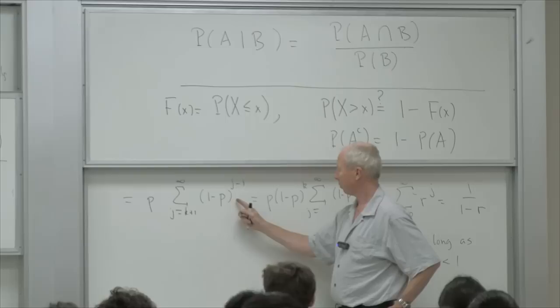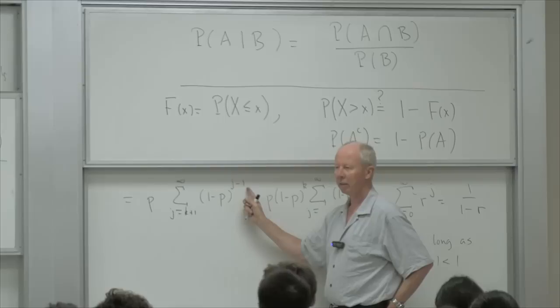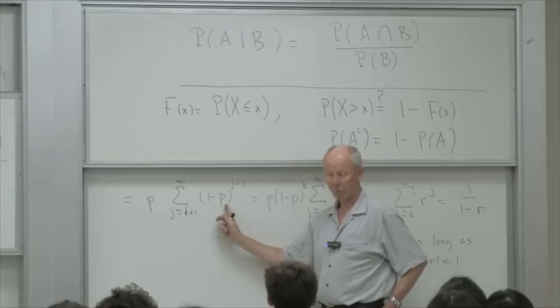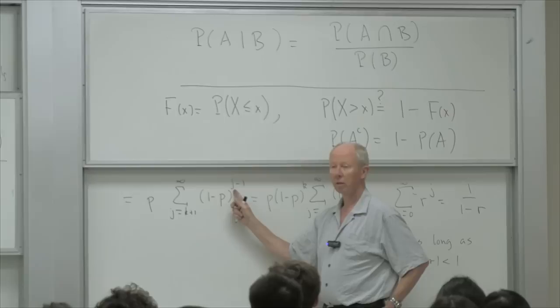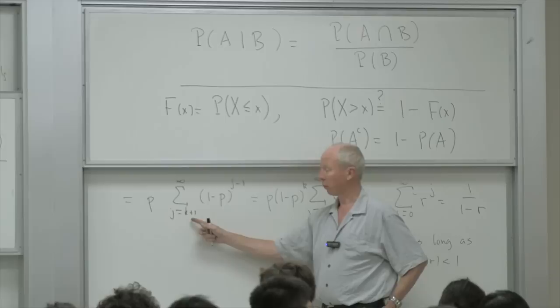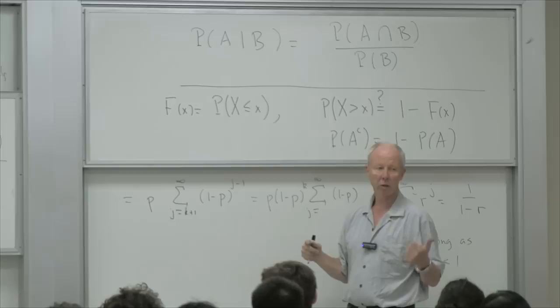Well, (1 minus p) to the k was here, we pulled it out, so what's left for the first term? When j is k plus 1, we factor out (1 minus p) to the k, and this becomes 1. What's the next term? We put k plus 2, we get 1 minus p to the 1, right? What's the next one? When k plus 3, we get 1 minus p squared, so we get (1 minus p) to the 0, plus (1 minus p) to the first, plus (1 minus p) squared, plus (1 minus p) cubed.